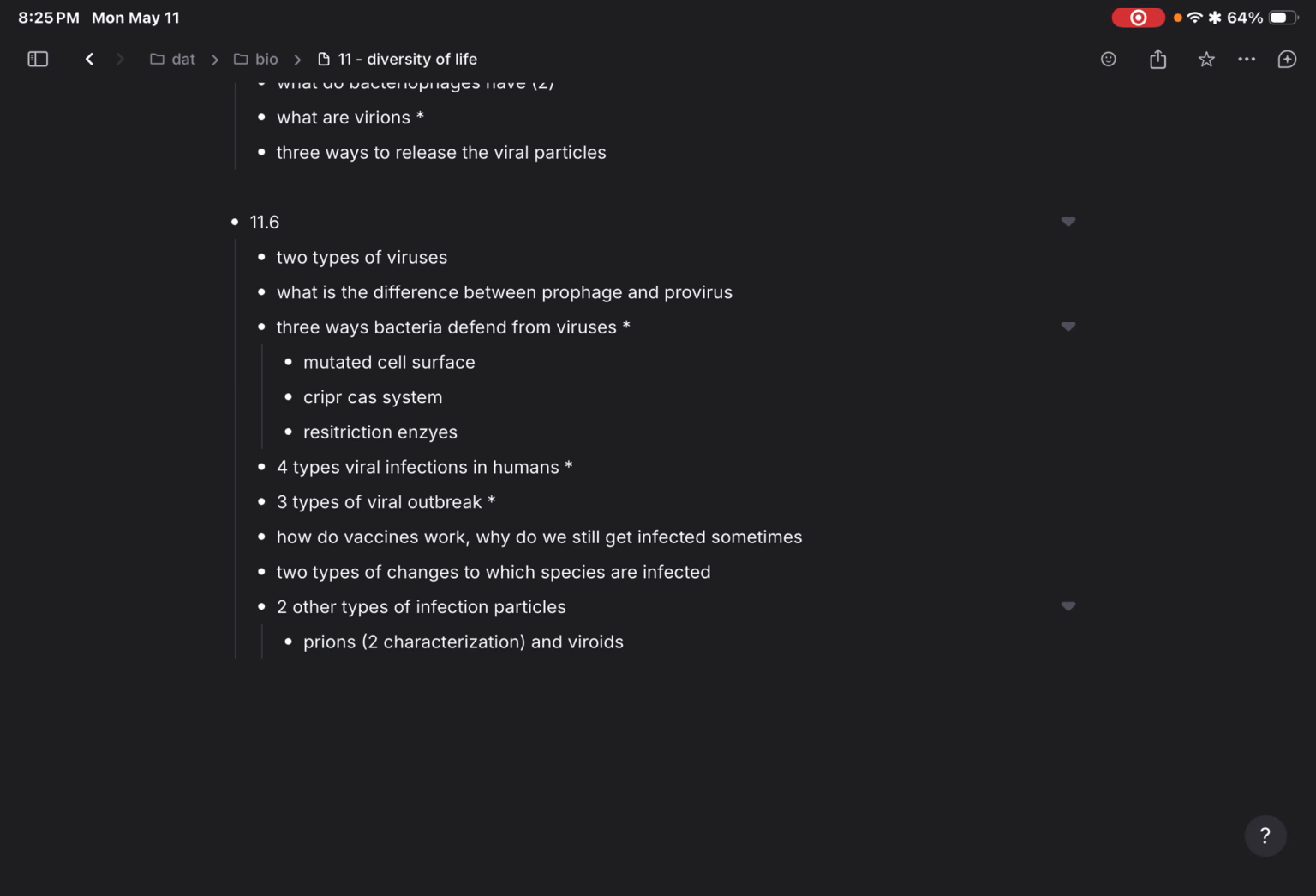How do vaccines work? Vaccines will introduce a kind of dead or inactive version of the virus so that your body can recognize it. It'll activate the immune system, and then your body will be able to recognize it and know how to treat it. Why do we get infected sometimes?